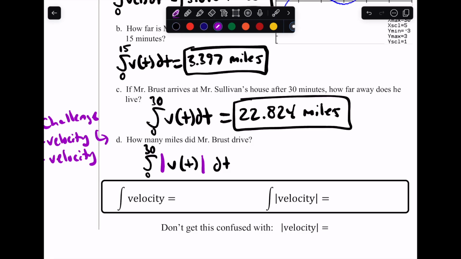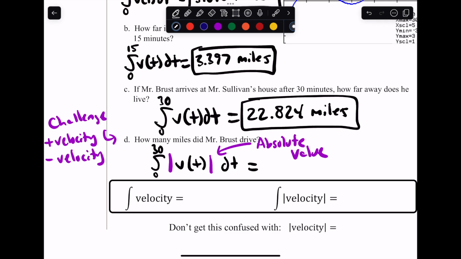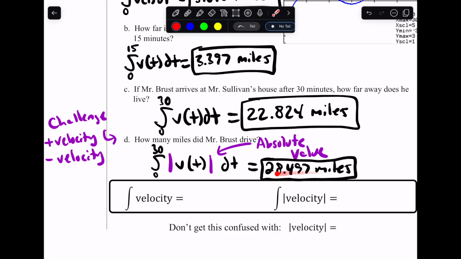And I do want to emphasize, these are absolute value symbols for that equation. What that's going to do is count both the positive velocity and the negative velocity in total, and that's going to give us the total distance traveled. If we use our technology to evaluate this with that absolute value, this is going to tell us that Mr. Brust traveled 28.497 miles. And so clearly some of that was in the negative direction because he had a negative velocity, but in total, he traveled 28.497 miles of distance in order to go 22.824 miles to where that house is.